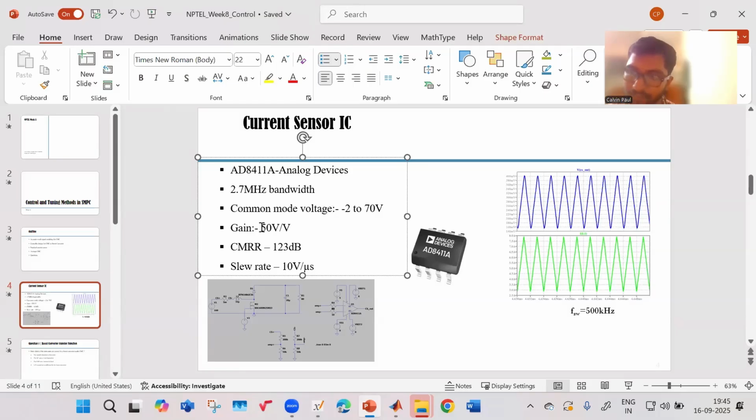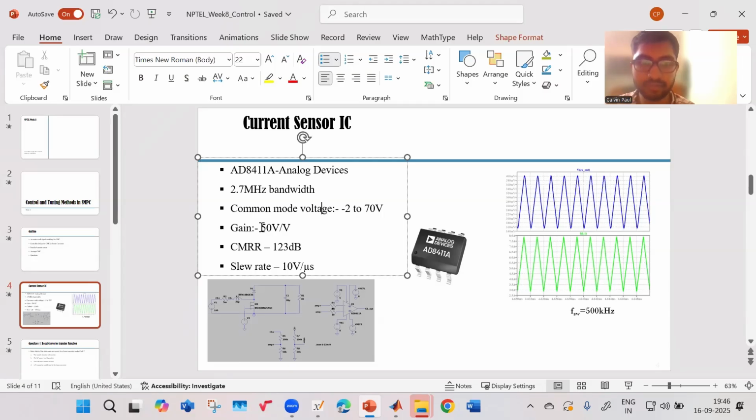Next is you have a gain. Whatever small voltage you apply, that approximately 0 volt voltage, has to be amplified. If it is not amplified, then by noise or by various other things, it will get distorted. So you need an amplification. In this IC, that gain is fixed at 50 volt by volt. But in some ICs, you can change it by changing certain resistors, etc. There are various possibilities.